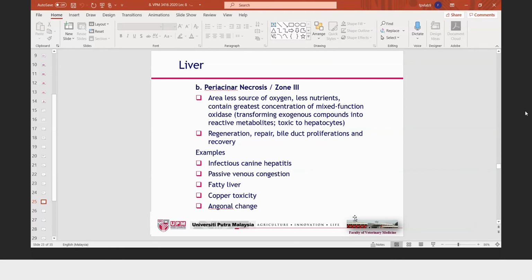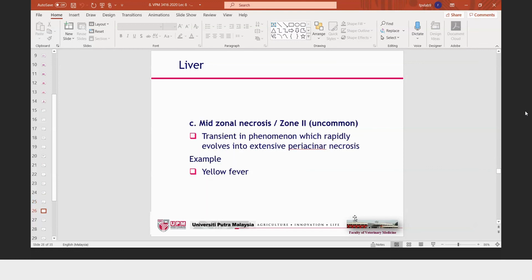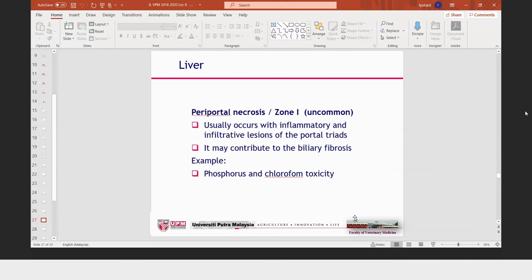Sorry, those angular changes are more of what you call post-mortem change. They are not significant. Then we have mid-zonal necrosis, with zone 2. This is just in between zone 1 and zone 3, and this is commonly associated with yellow fever. And zone 1, which is uncommon, usually is with inflammatory and infiltrative lesions of the portal triad, which may contribute to periportal necrosis, which is actually a result of phosphorus and chloroform toxicity.